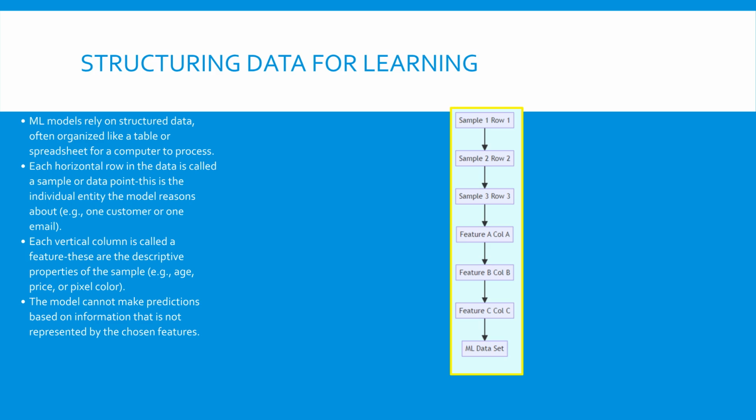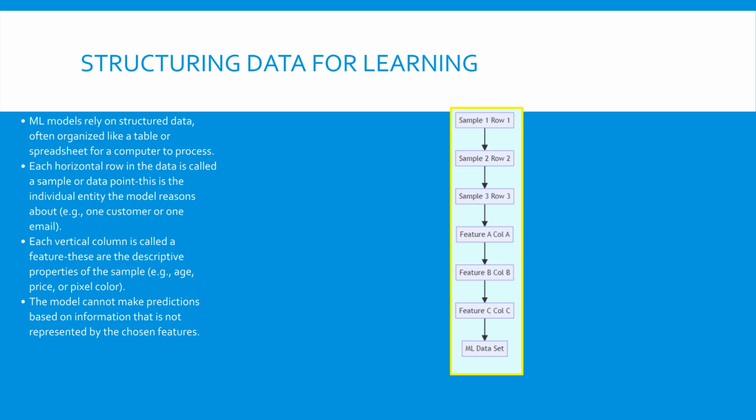The vertical columns are the features. These features are the descriptive properties of the samples, such as the house's square footage, its number of bedrooms, or its location. A crucial point to remember is that the resulting machine learning model will only be able to make predictions based on the information contained in the features provided. What have we learned? The important point is that the data must be organized into rows, samples, and columns, features, before any learning algorithm can begin processing it. This diagram uses a programming metaphor to illustrate how data is structured.